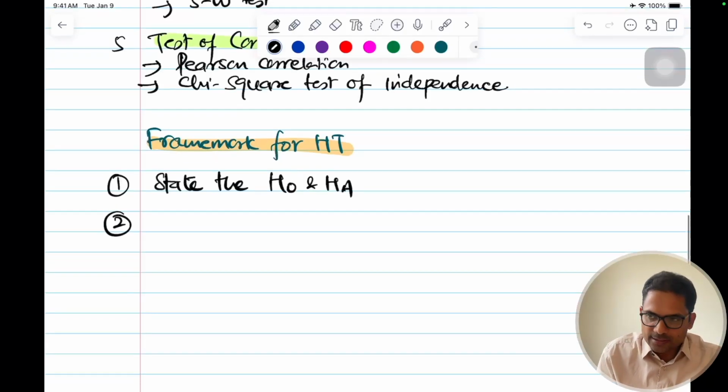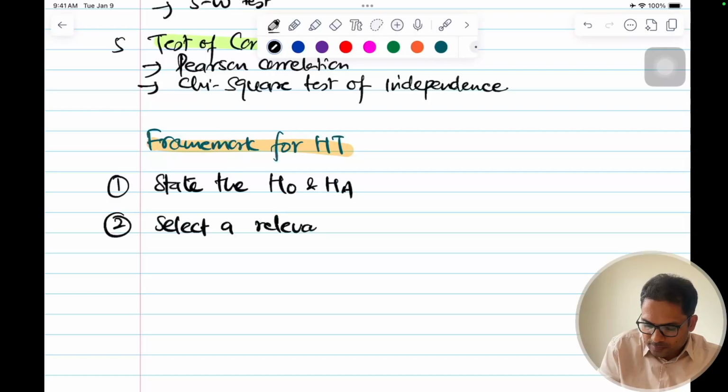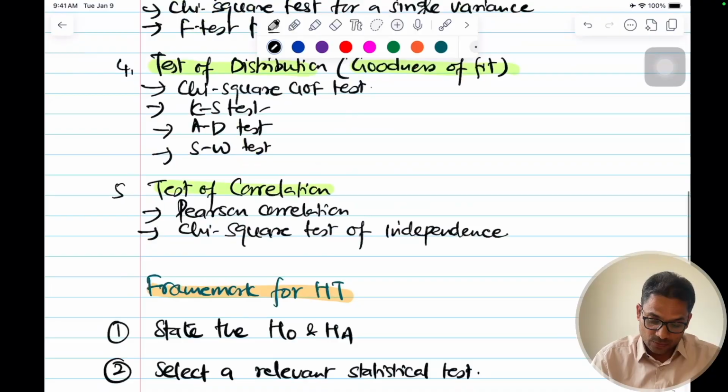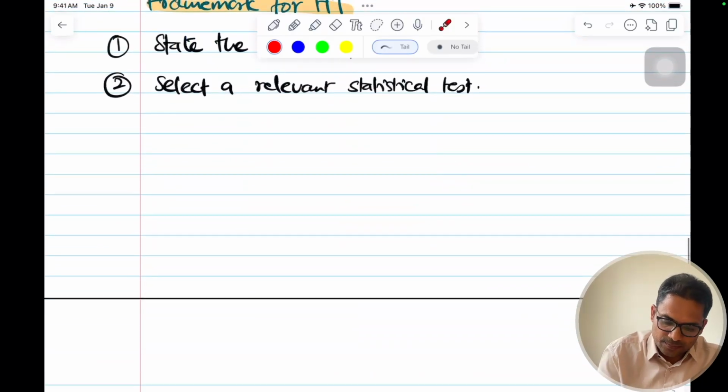Okay, so the second step is select a relevant statistical test that is relevant for your use case. There are a lot of statistical tests. Out of them, what makes sense in your case? F test, then goodness of fit, chi-square test, F test, etc. Okay, just think.